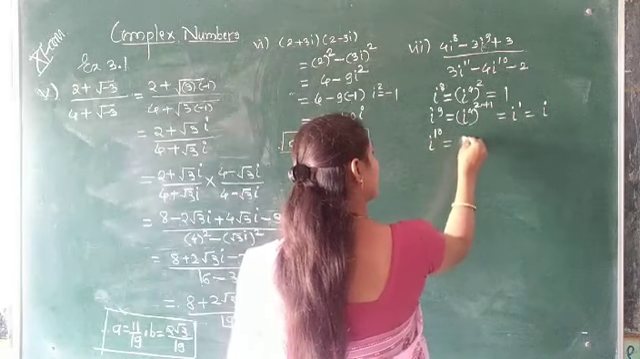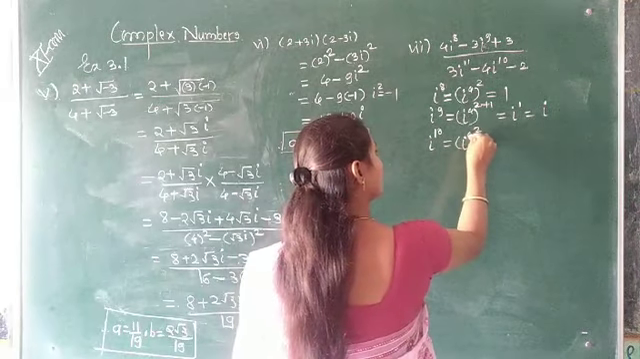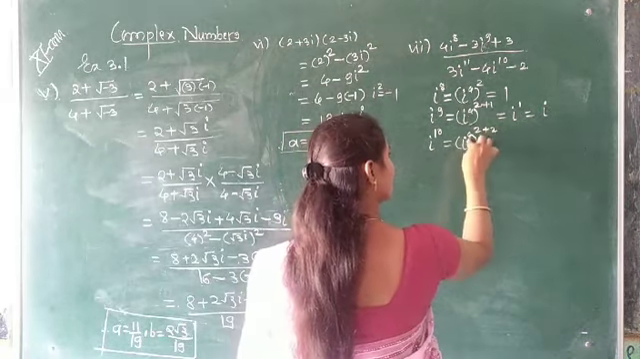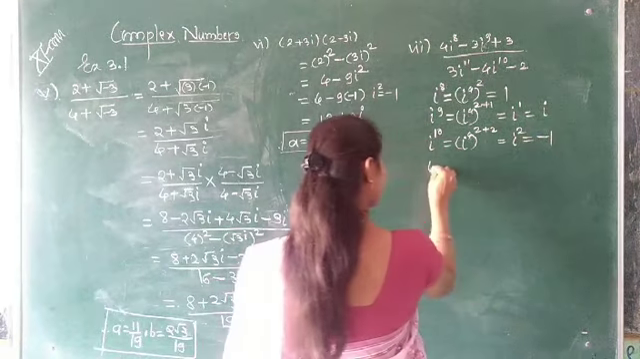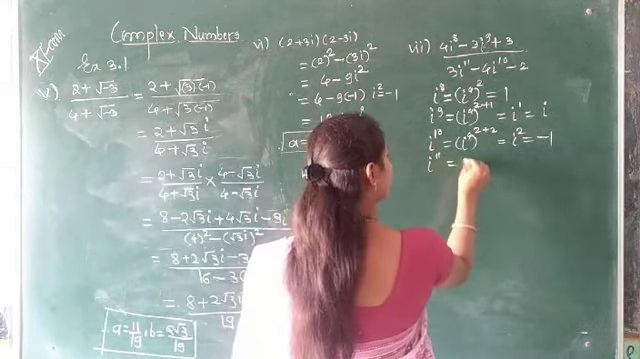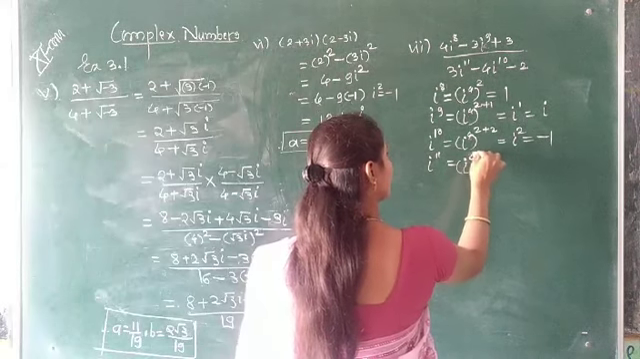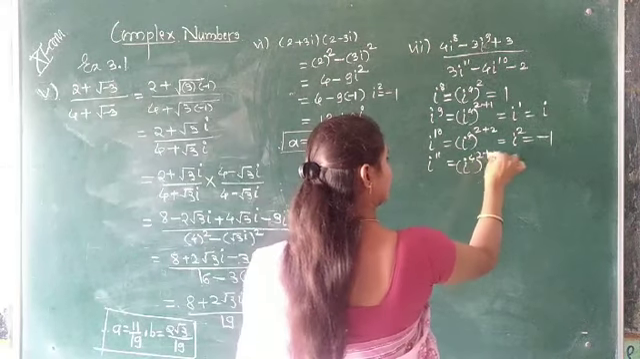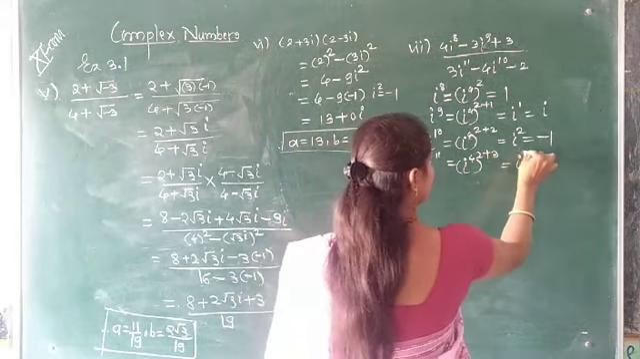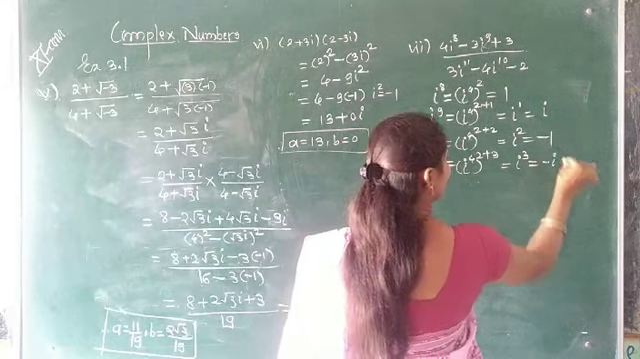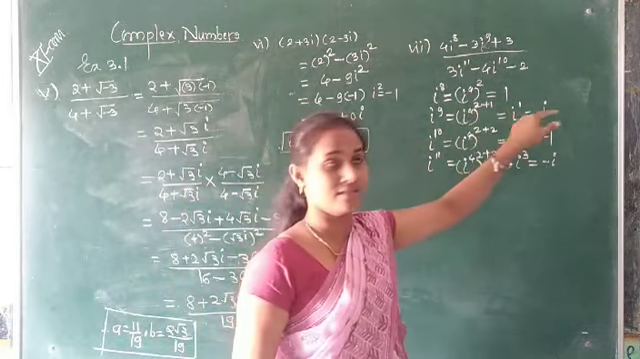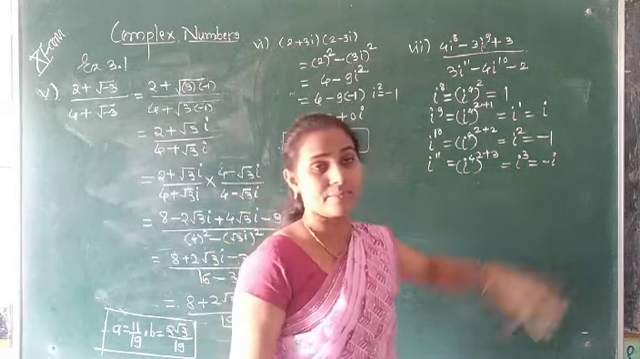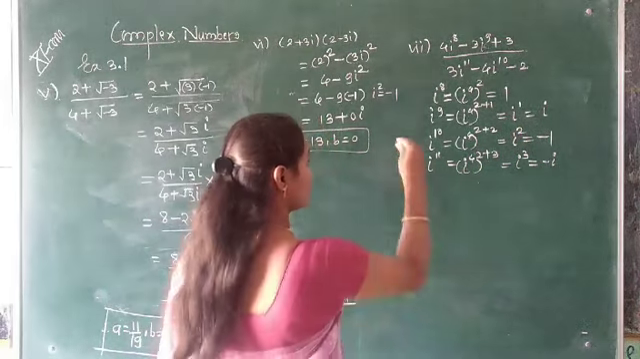i^10: 4 twos are 8 plus 2, that is i square, which is equal to minus 1. And i^11: again 4 twos are 8, and 8 plus 3 is 11. Hence i cube is equal to minus i. If remainder is 0, answer 1. Remainder 1, answer i. Remainder 2, minus 1. And remainder 3, it is minus i. So use here.